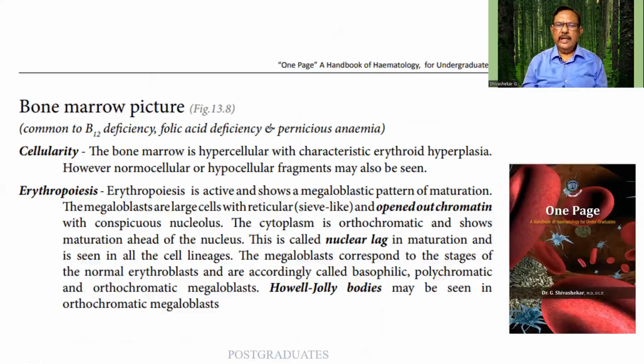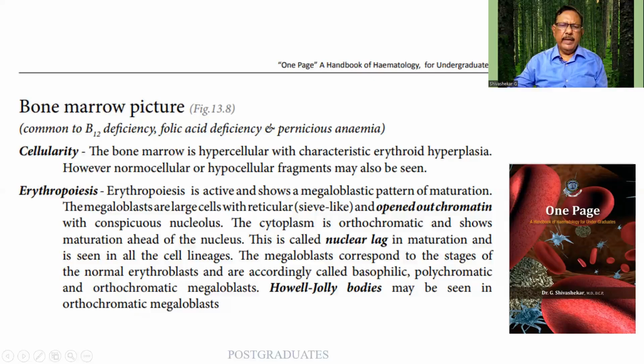Now this is a text I had pertinently taken from my book, one page. A handbook of pathology for undergraduates, but then okay. For the class, it shall be enough for us. Cellularity. The bone marrow can be either hypercellular or normocellular. And you find that there is an erythroid hyperplasia.